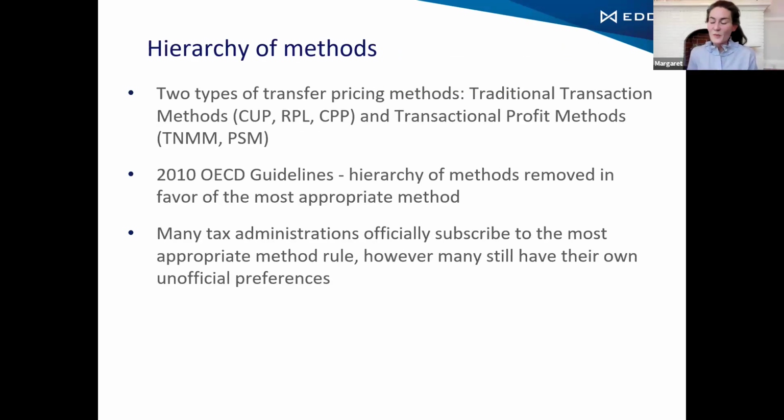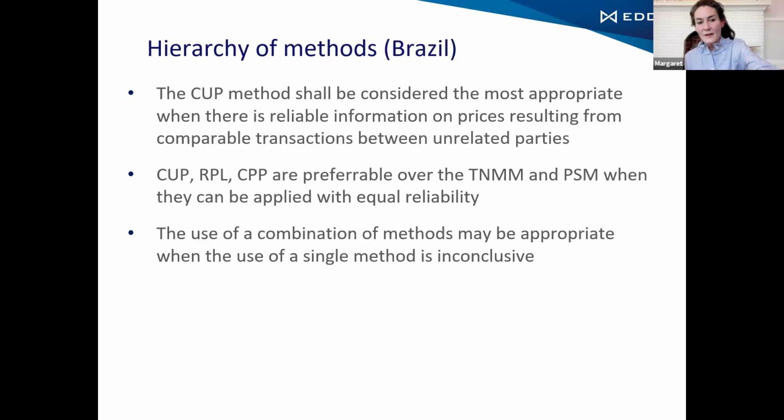And so when I started doing transfer pricing, there was a hierarchy of methods, but in 2010, the OECD decided that it was going to get rid of the hierarchy and go to the best method rule. And even though it did that, there's still a little bit of a hierarchy where some methods are preferred over others, and I don't think that's ever going to change.